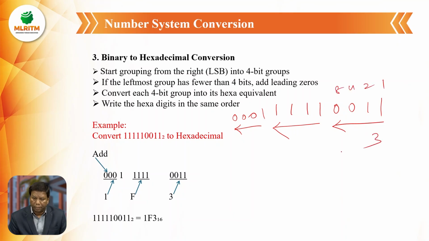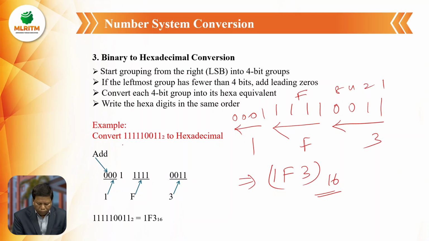Here we are getting the value 3. All ones is 15. 15 in hexadecimal we can write as F. Then 1. The total hexadecimal value is 1F3 to the base 16. So 110011 to the base 2 gives the hexadecimal 1F3 to the base 16.